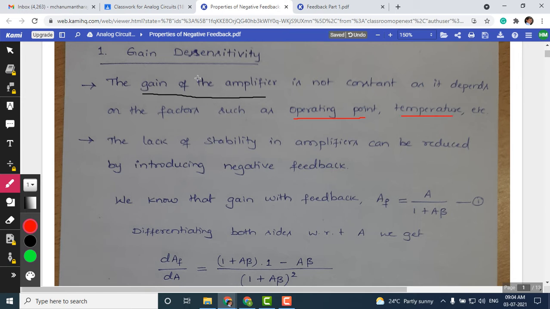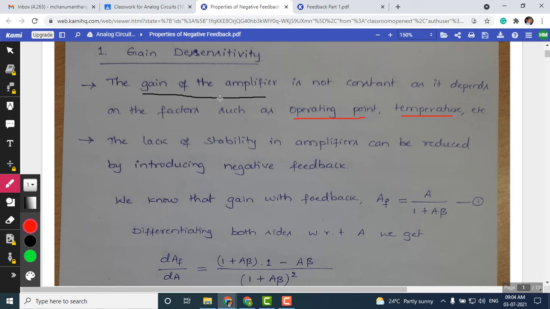Since this amplifier is so sensitive to these parameters, how do we desensitize it? That will happen in the negative feedback amplifier. That factor is called the desensitivity factor. Let us see to what extent the amplifier with feedback reduces the sensitivity, or another way we can call this is desensitivity. The more the desensitivity, the more stable the amplifier. We expect this desensitivity factor to be as high as possible, so that improves the stability.